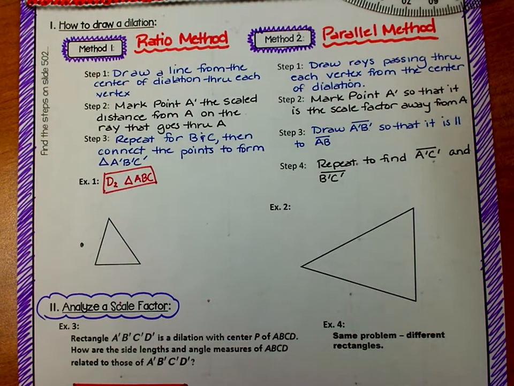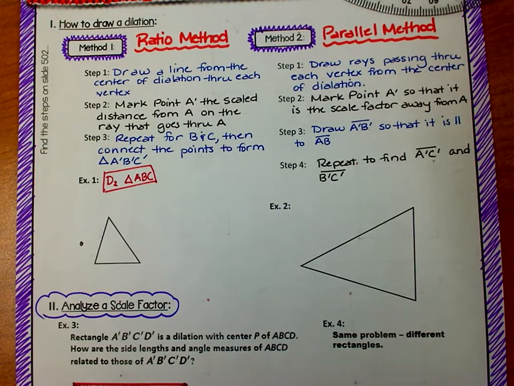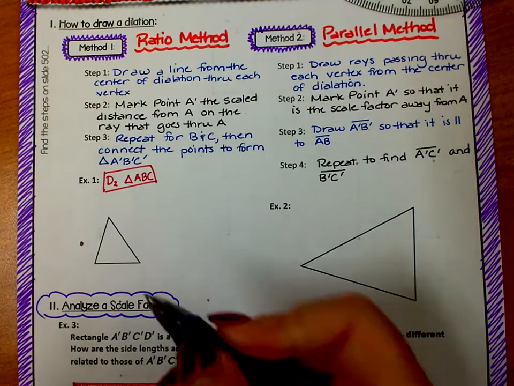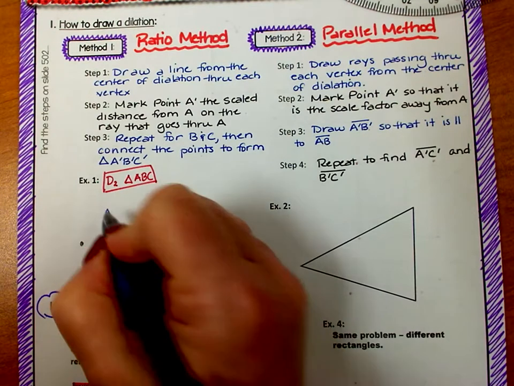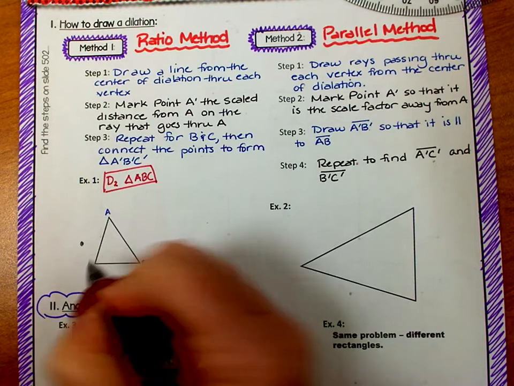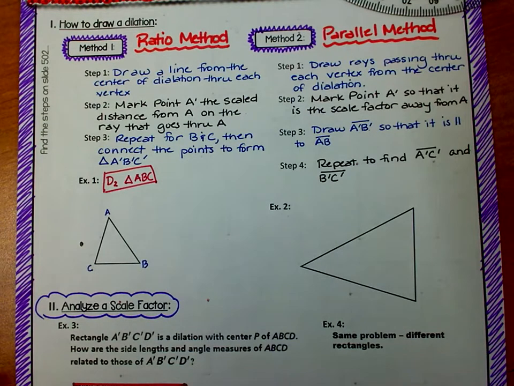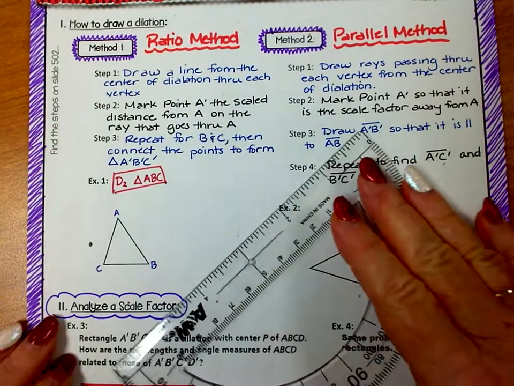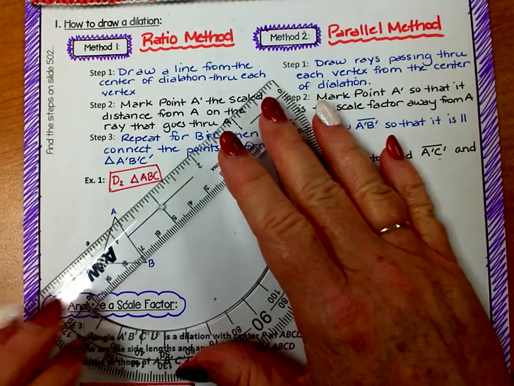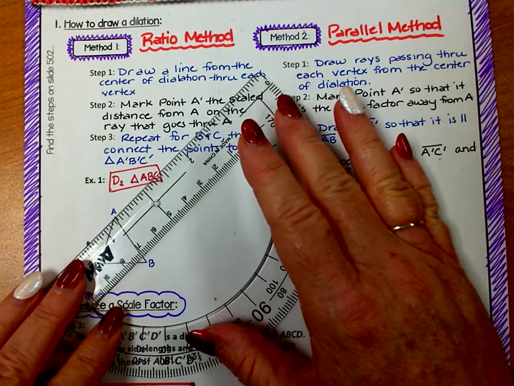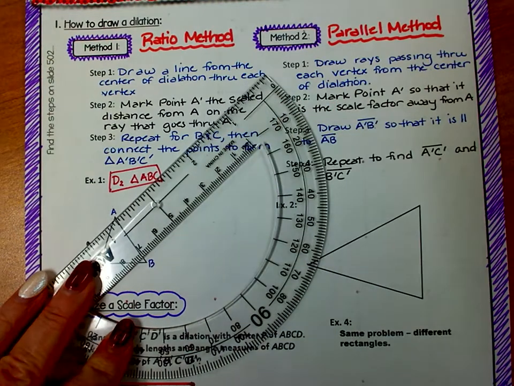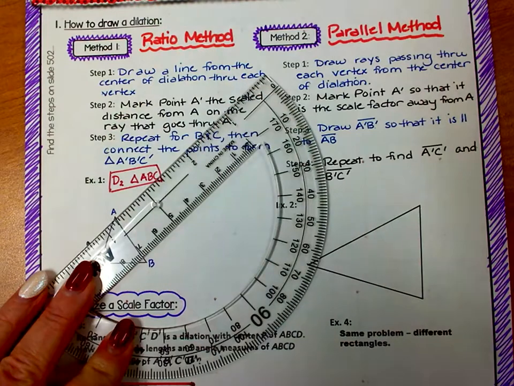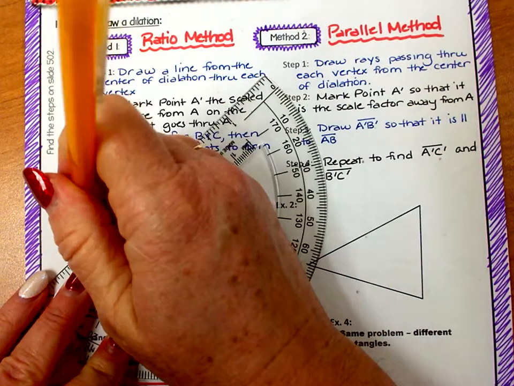There's the notation. Okay, so since we have triangle ABC, let's go ahead and mark our triangle A, B, and C so that we know what A prime, B prime, C prime looks like. Okay, so the first step is to draw a line from the center of dilation through each vertex. Okay, so here's my center, and there's A, my first vertex, and I'm going to draw these lightly because the dilation is the main thing, not the lines that you use to draw it.